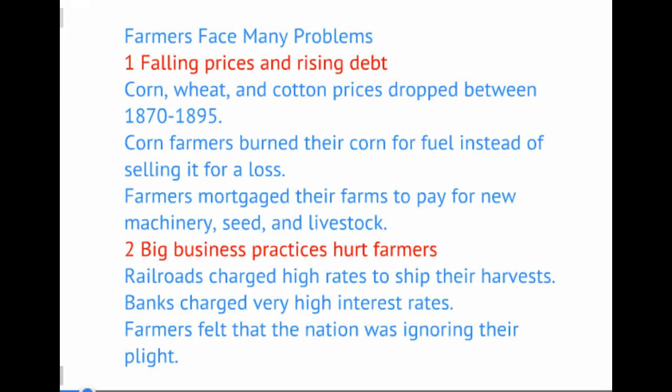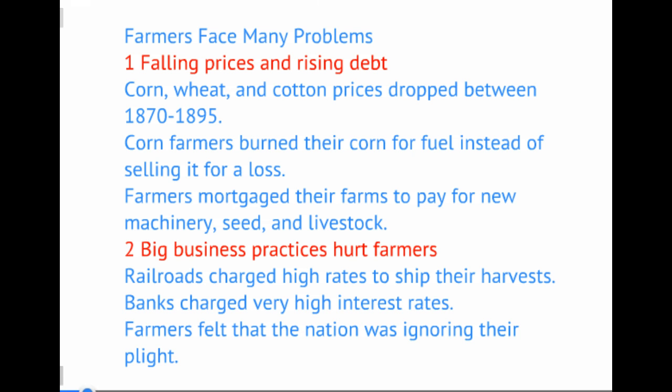I've already indicated to you that farmers faced many problems, and we really discussed number two for the most part. Let's talk about number one, falling prices and rising debt. What we haven't talked about was that farmers were growing more and more corn, wheat, and cotton and earning less and less money for it. In addition, farmers had purchased expensive equipment and had mortgaged their farms to pay for that new equipment, and now that they were earning less money, their debt levels were rising.